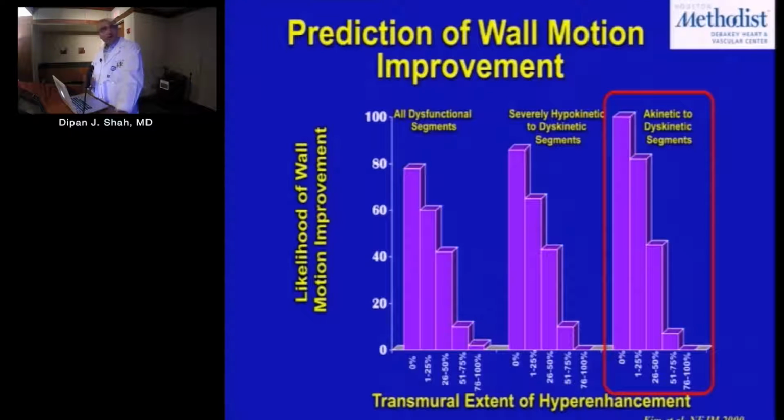And then, in addition to that, the bar graph on the very right shows if you only look at those segments that are the most dysfunctional, those segments that are akinetic or dyskinetic, the predictive value of the technique actually gets stronger. For those segments that are akinetic or dyskinetic but have no evidence of hyperenhancement, the likelihood of functional improvement is over 90%, whereas for those segments that have more than 75% enhancement and are akinetic or dyskinetic, the likelihood of improvement is essentially 0. So one of the strengths, I think, is that as you have greater levels of dysfunction at baseline, the predictive value of the CMR technique holds up just as well or potentially even better.